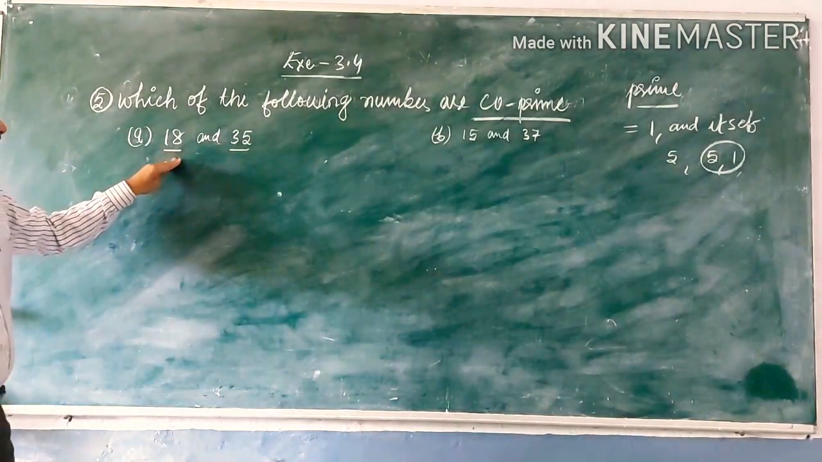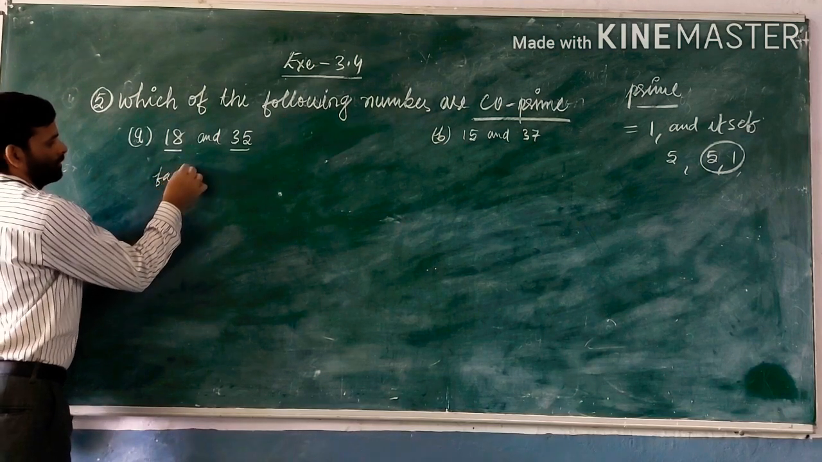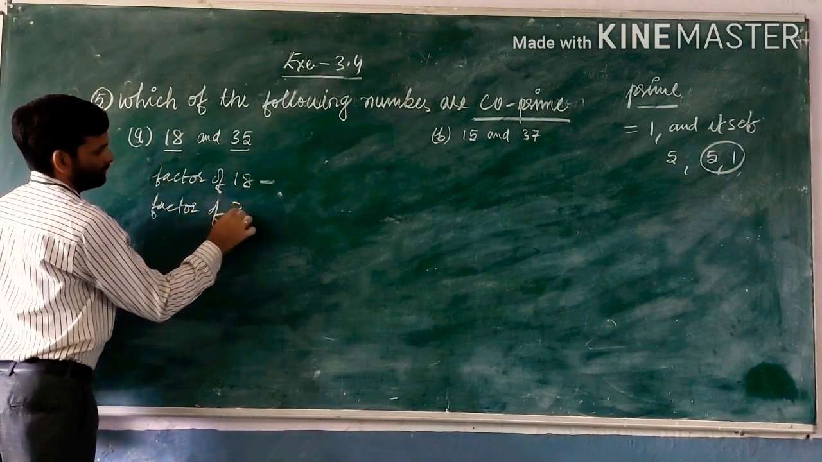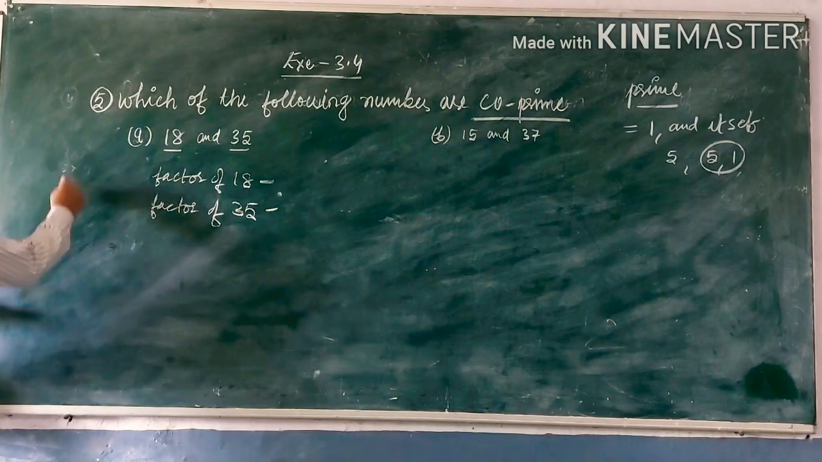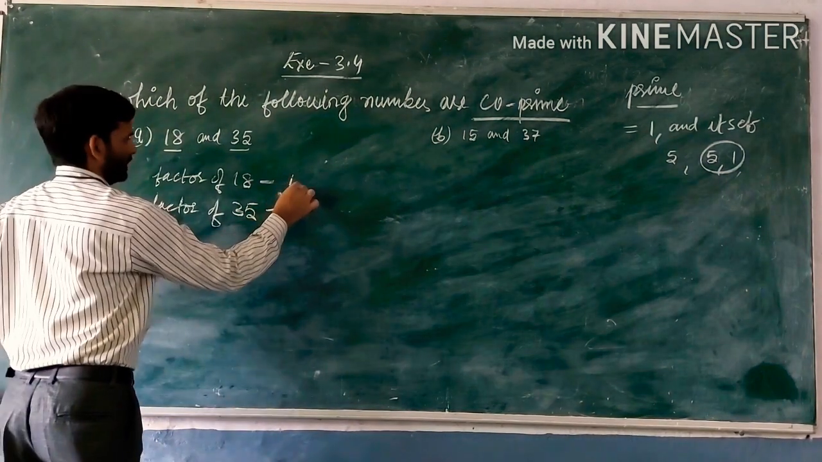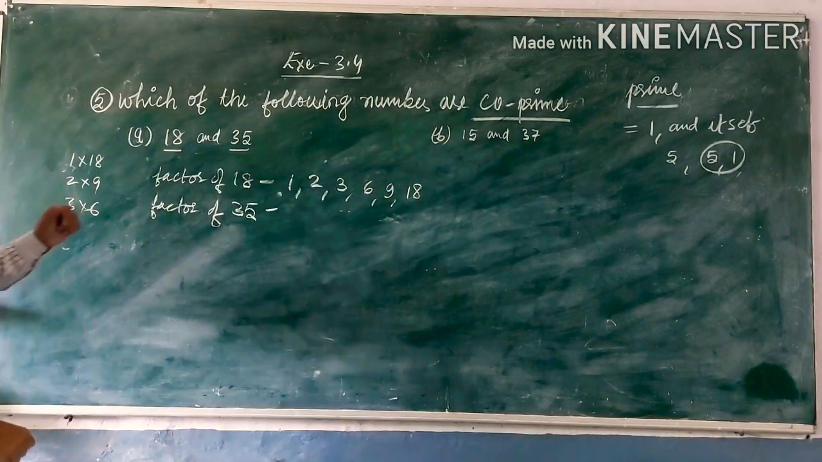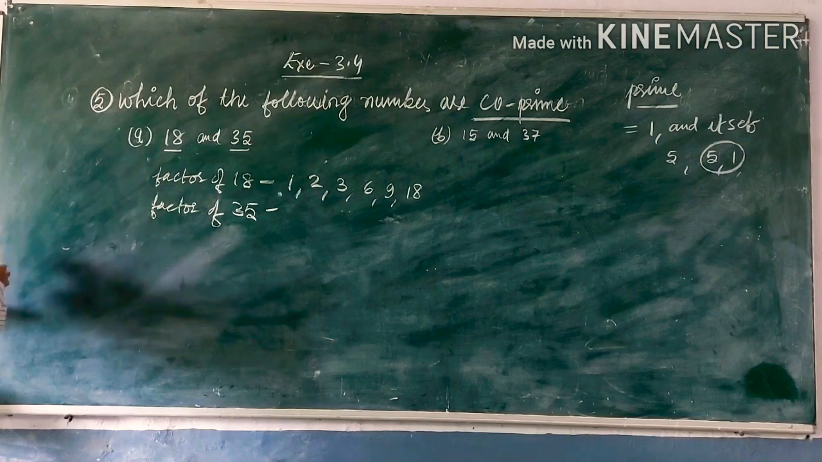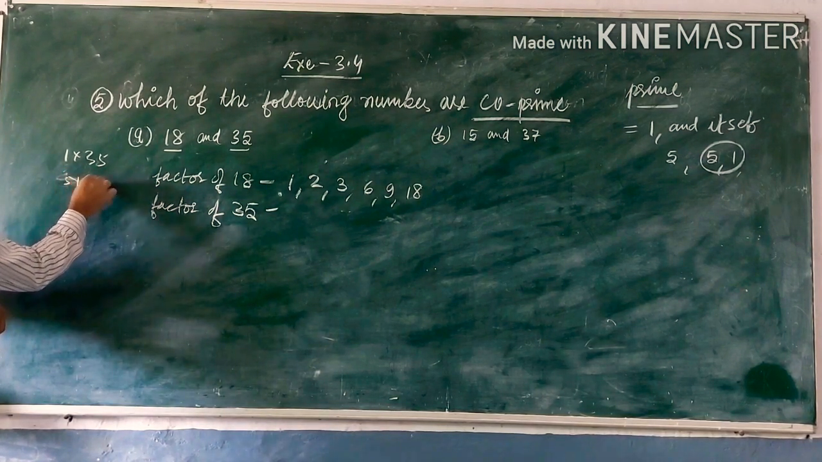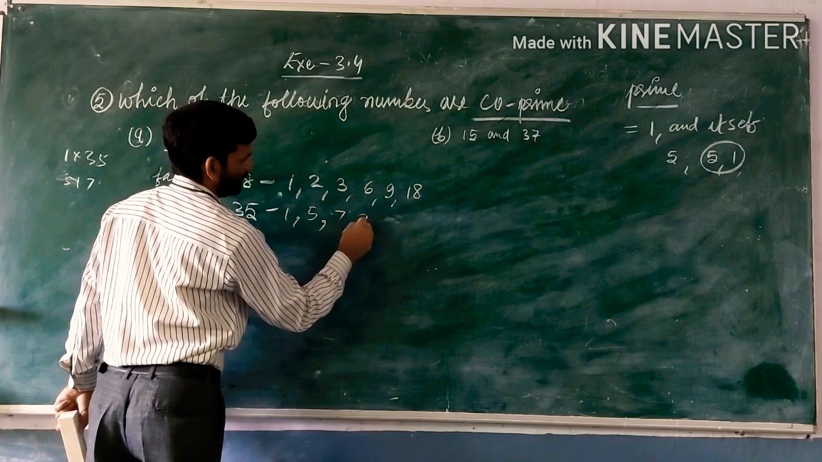Now, let's take the example of 18 and 35. You check whether 18 and 35 are co-prime numbers, yes or no. The process is, first you find the factors of 18 and the factors of 35. Factors of 18 are 1 into 18, 2 into 9 and 3 into 6. The factors are 1, 2, 3, 6, 9 and 18. Similarly, factors of 35 are 1 into 35 and 5 into 7: 1, 5, 7, 35.